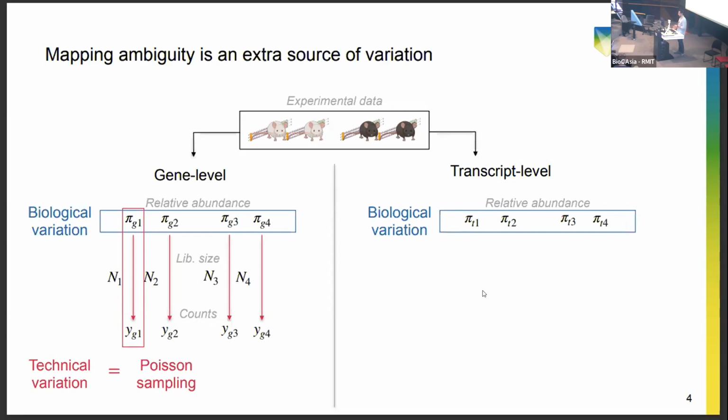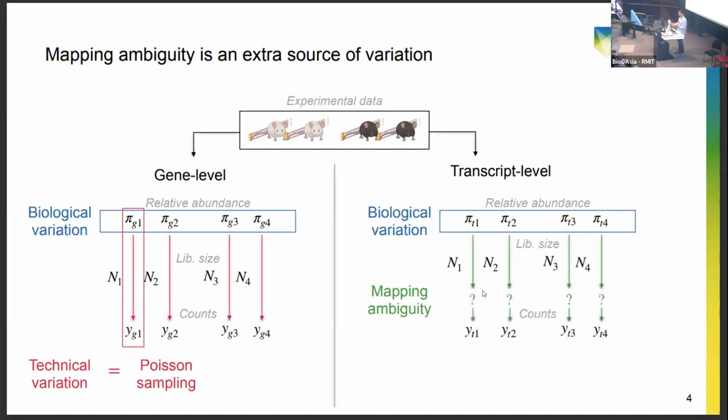We still have the biological variation, but now we have a huge mapping ambiguity when mapping reads back to a reference transcriptome. And the Poisson variation that we usually see in gene level analysis is no longer Poisson, but actually a combination of the variability of the Poisson sampling and the mapping ambiguity of assigning reads to transcripts.